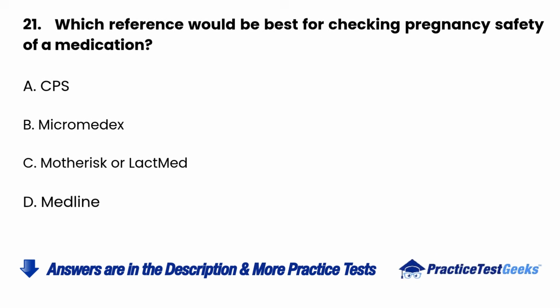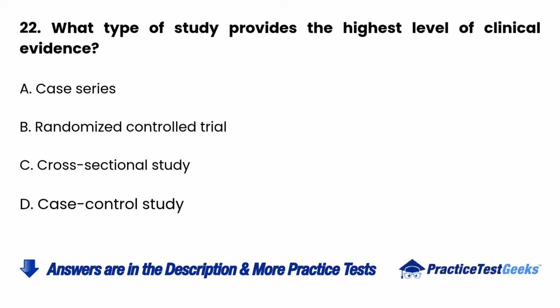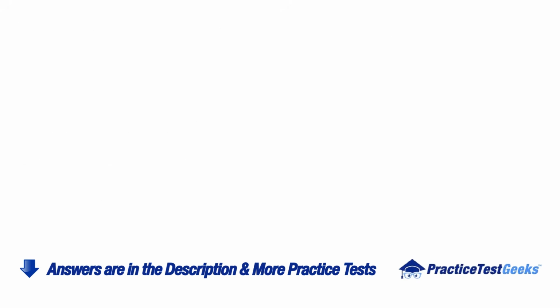21. Which reference would be best for checking pregnancy safety of a medication? A. CPS. B. Micromedex. C. Motherisk or LactMed. D. Medline. 22. What type of study provides the highest level of clinical evidence? A. Case series. B. Randomized controlled trial. C. Cross-sectional study. D. Case control study.